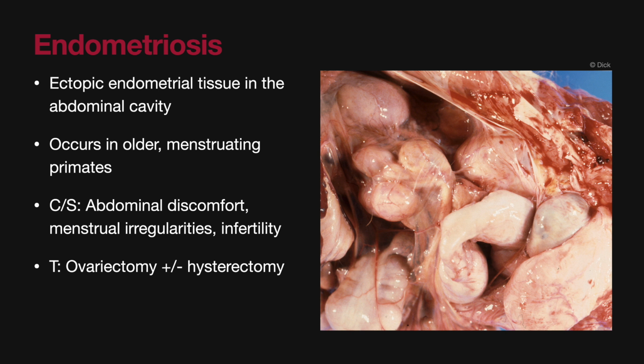Finally, we have endometriosis. This is ectopic endometrial tissue that is within the abdominal cavity, and it primarily develops in older menstruating primates. Clinical signs include abdominal discomfort, menstrual irregularities, and infertility. Treatment involves ovariectomy and potentially a hysterectomy as well.